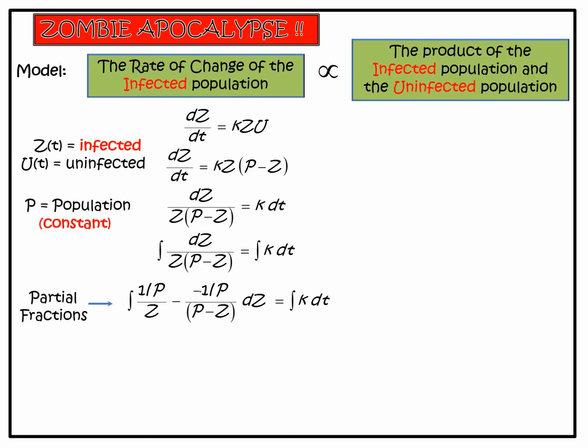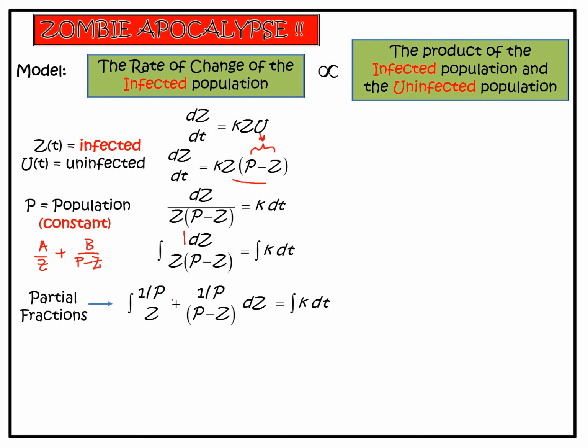And the plus here we're going to write as a double negative. The reason that we're going to do that is because the derivative of the bottom here is negative 1, so I want to have a negative on the top. So if we go back here, this was a plus. Let's change that plus to a double negative.